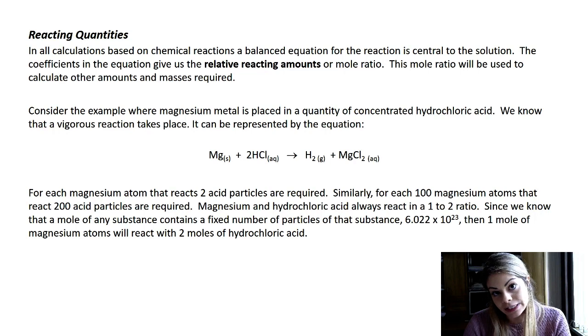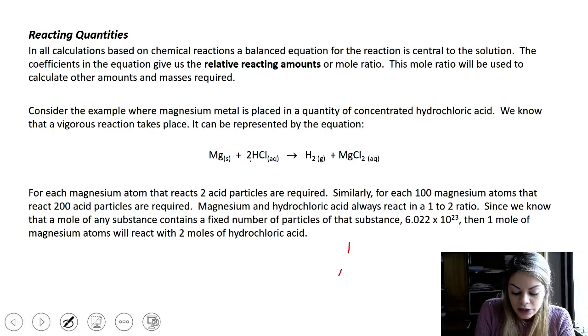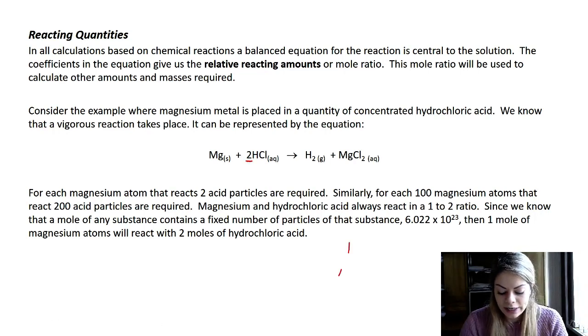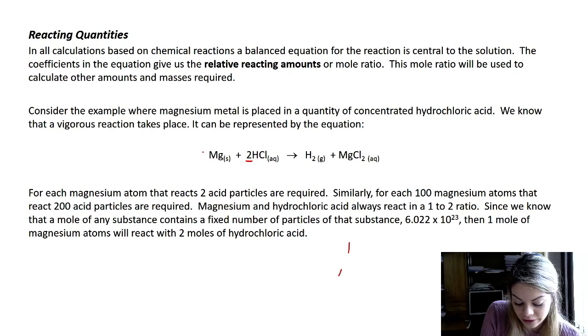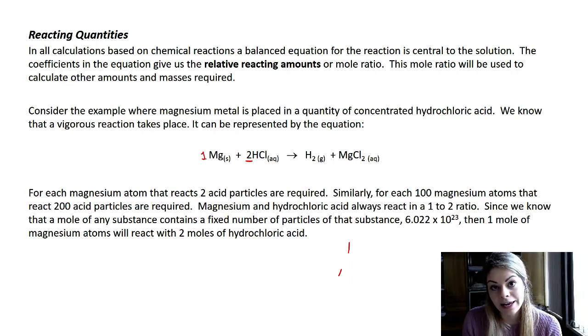And what we're interested in is the coefficients. So we need twice as much hydrochloric acid as the amount of magnesium we have for this reaction to occur. So what this means is that for every one magnesium atom, we need 2 acid particles. So, I mean, there's a hidden one there.